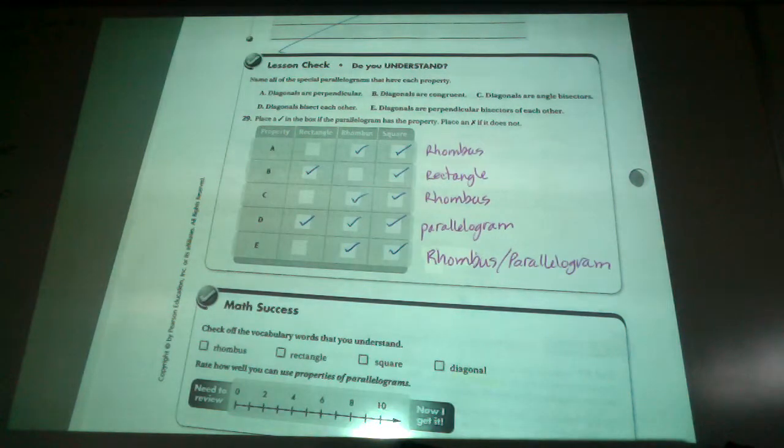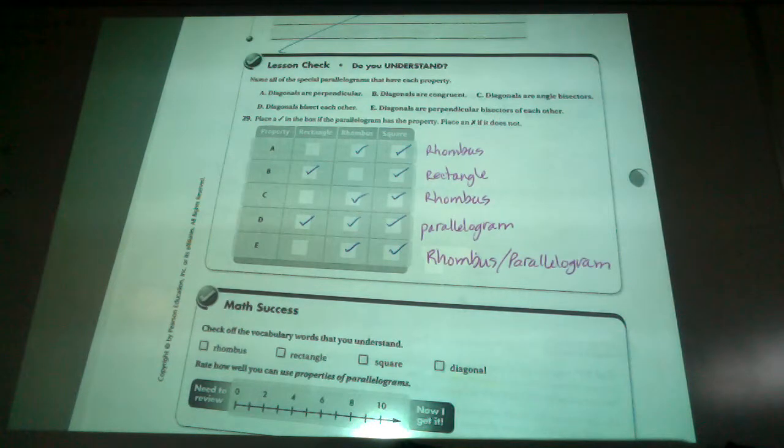And so the first characteristic, diagonals are perpendicular, was first seen in the rhombus. It is not true of a rectangle unless the rectangle is a square, so it's in the rhombus and the square. The second characteristic, diagonals are congruent, was first seen in the rectangle. So it only occurs in the rectangle and the square. It would occur in a rhombus if the rhombus is a square. So that's why they check mark that rhombus.